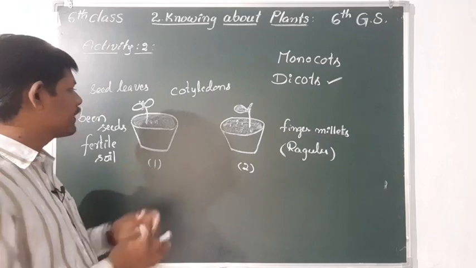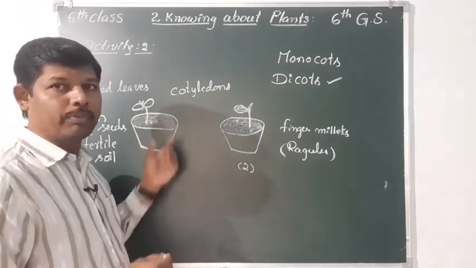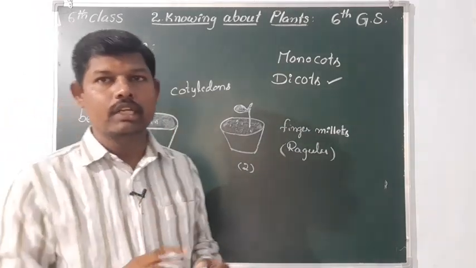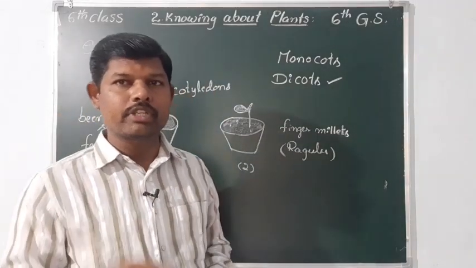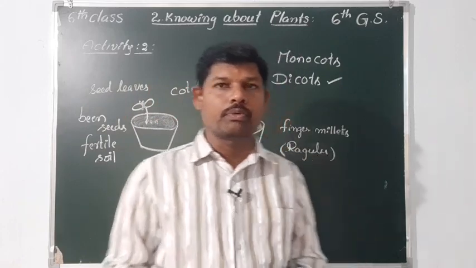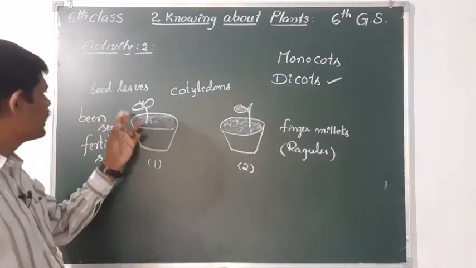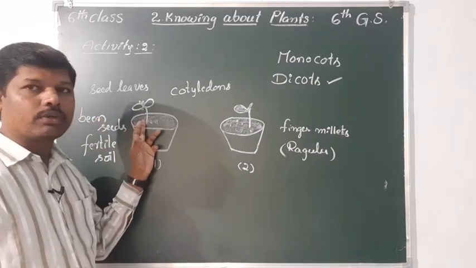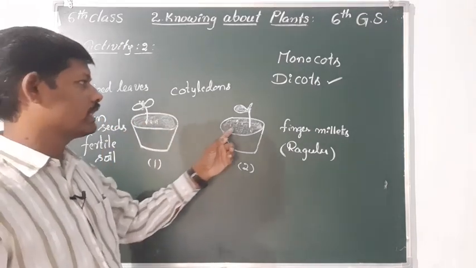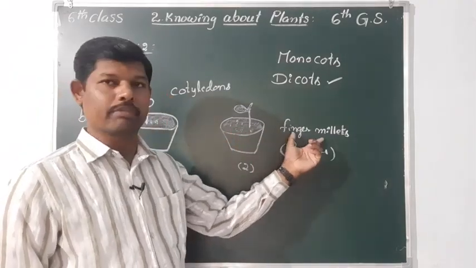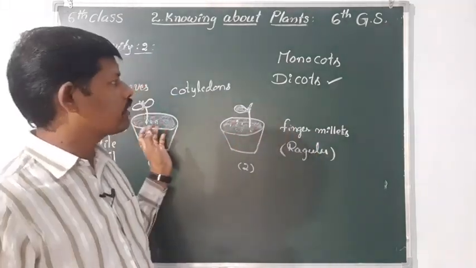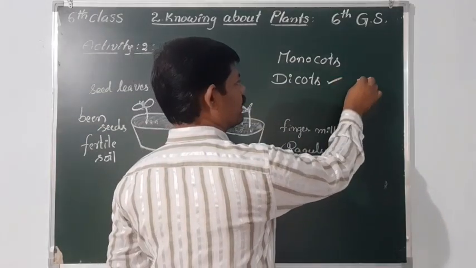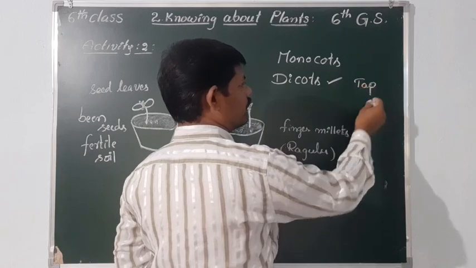Now again sprinkle some water in the 2 paper cups and pull out the plant carefully with its roots and observe the roots. What is the root system of the bean plant and what is the root system of the finger millet plant? If you observe the root system of the bean plant, this is a dicot plant, so it has a taproot system.